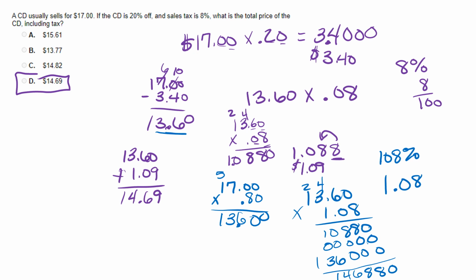Okay, and I've got 1, 2, 3, 4 numbers after the decimal. So I have 4 numbers in my answer. Okay, we look at this 8. It is big enough to round it up, and I can get 1469. So there are 2 different ways you could do that. Either one works. Just choose whichever one works better for you.